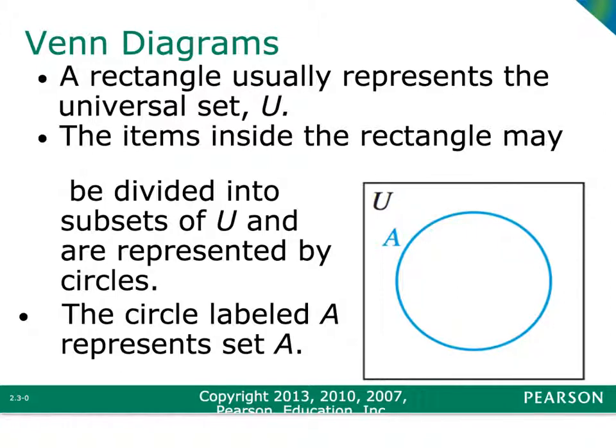Then you can go in and you can categorize your actors. And every time you come up with a category, you're going to include a circle. So we could say circle A represents male actors. Notice that it is included in the universal set.